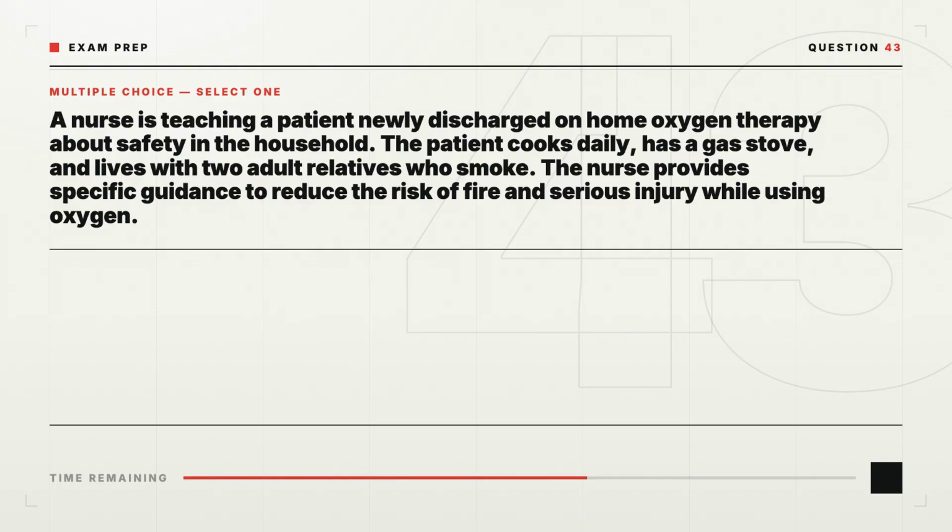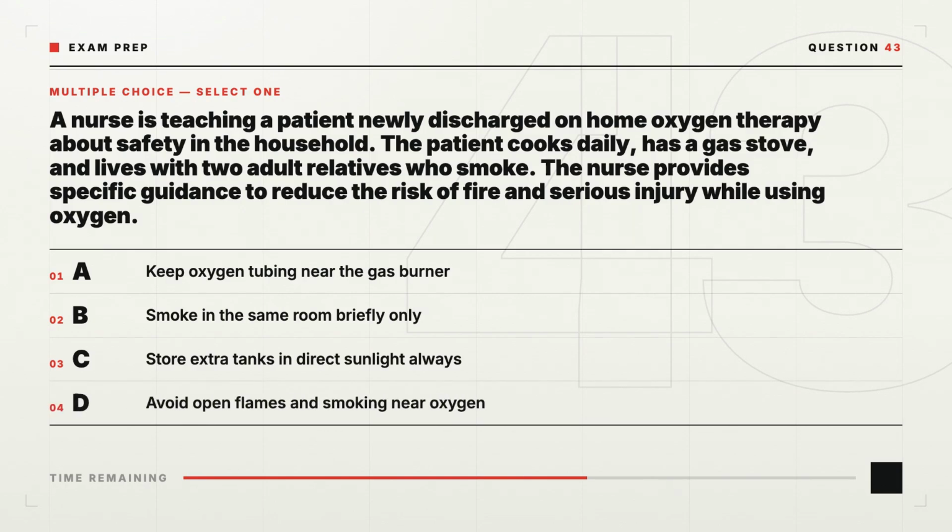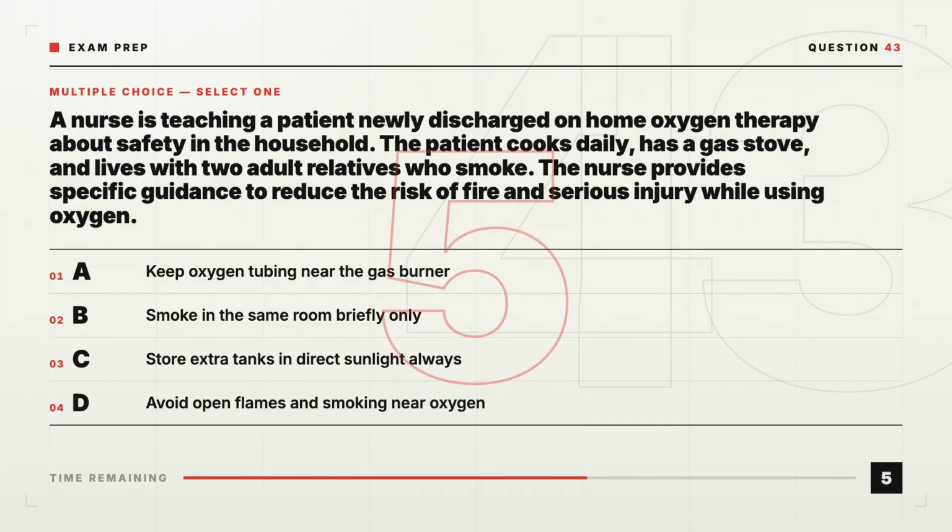Your options are A. Keep oxygen tubing near the gas burner. B. Smoke in the same room briefly only. C. Store extra tanks in direct sunlight always. D. Avoid open flames and smoking near oxygen. Before I reveal it, which one do you think is right?